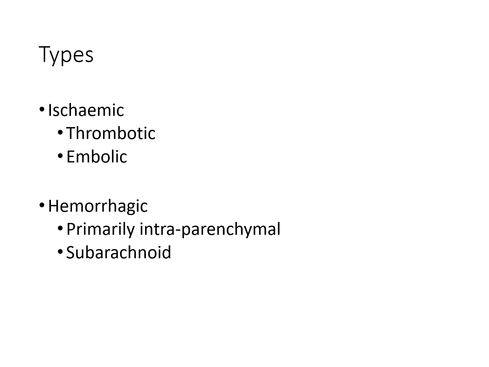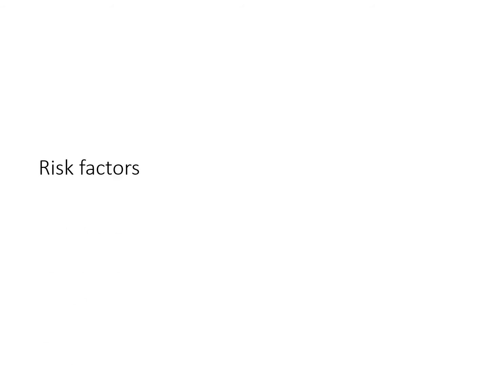Okay, so based on the etiologies, you can classify stroke into ischemic or hemorrhagic. The ischemic stroke would be thrombotic or embolic. The hemorrhagic could be primarily intraparenchymal or it could be subarachnoid. The most common is ischemic stroke. What are the risk factors?